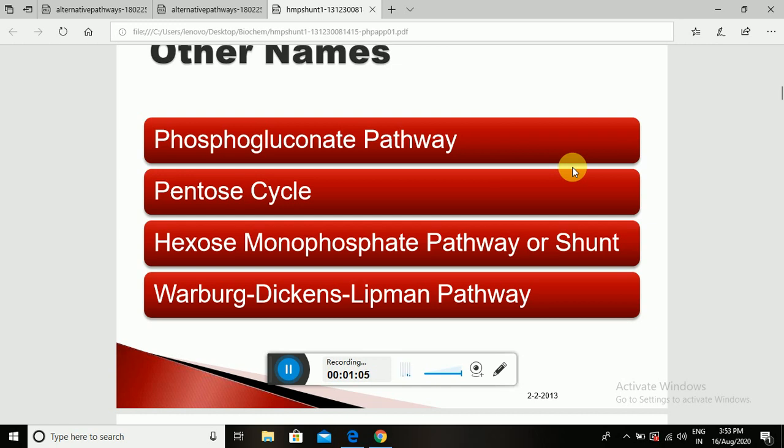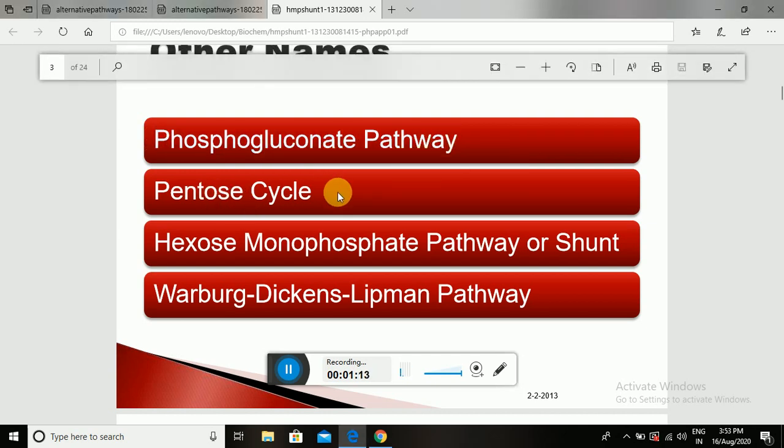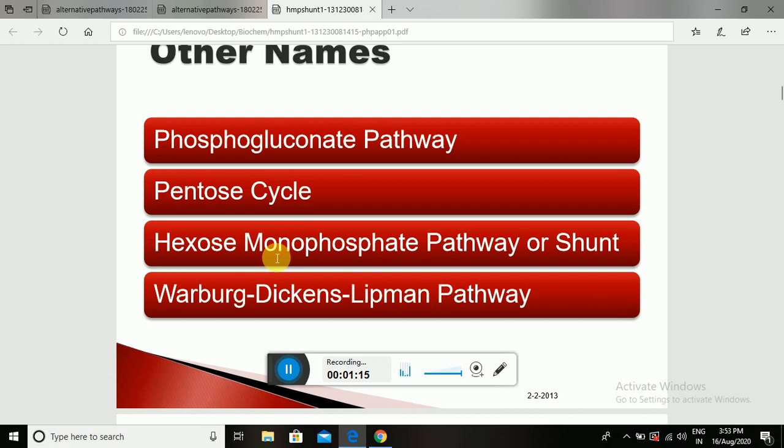The pentose phosphate pathway is also known as the phosphogluconate pathway. It is also known as the pentose cycle, the hexose monophosphate pathway, or the Warburg-Dickens-Lipmann pathway. So these are the other names for the pentose phosphate pathway.